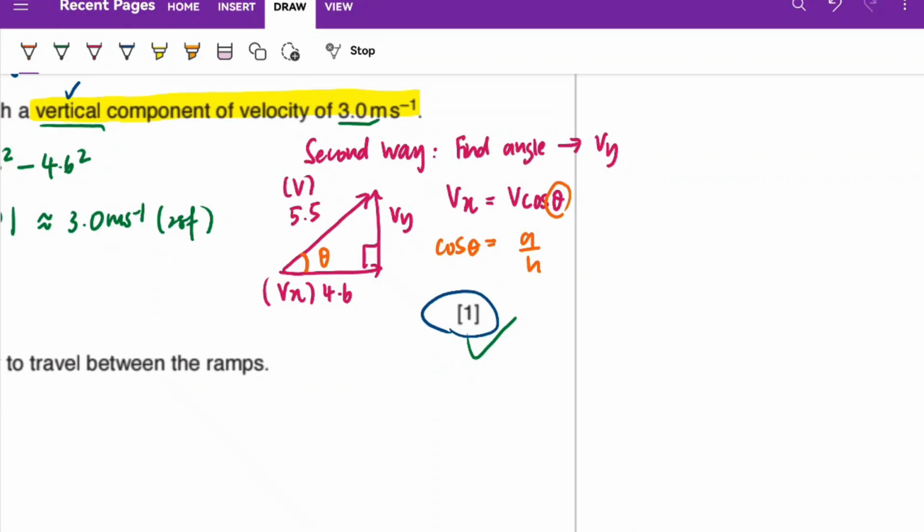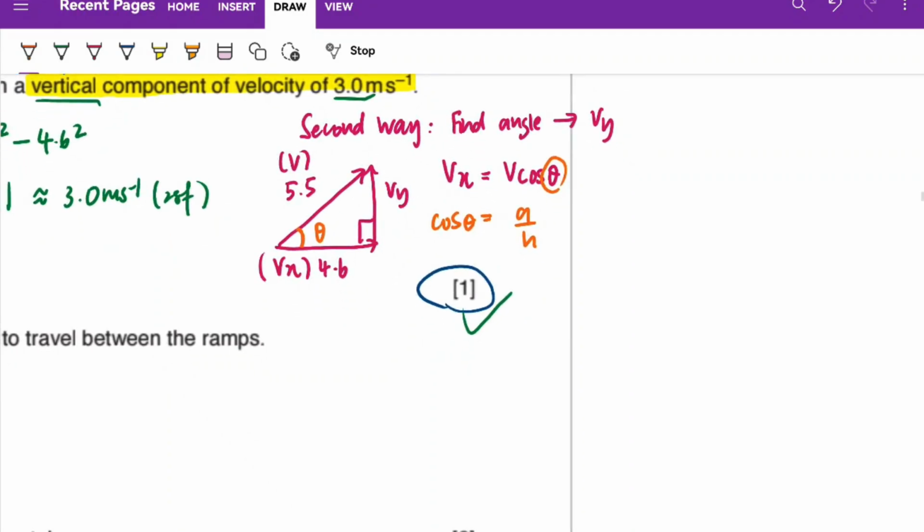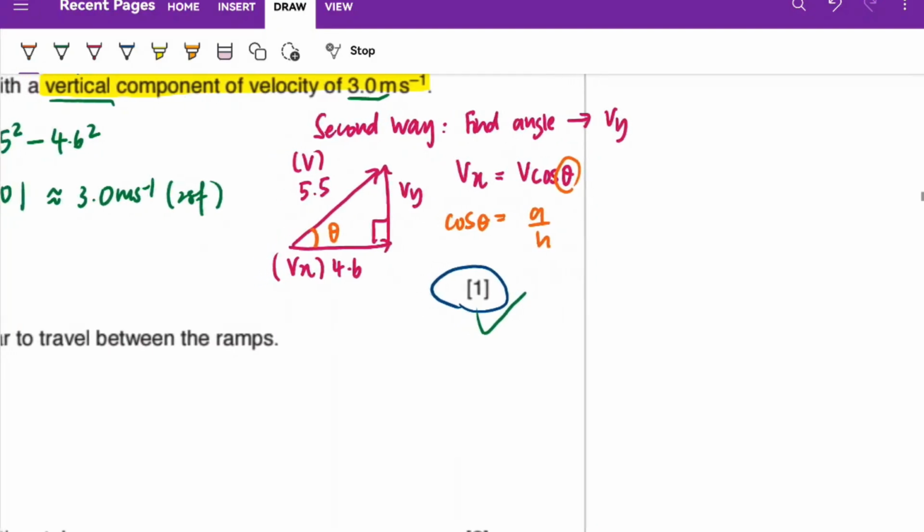So cos theta is adjacent over hypotenuse. What is our adjacent? This is our adjacent, and this is our hypotenuse. So cos theta equals adjacent over hypotenuse. Therefore, V cos theta equals Vx. Usually in the exam, you don't have to derive, you just have to know this formula: Vx is V cos theta.